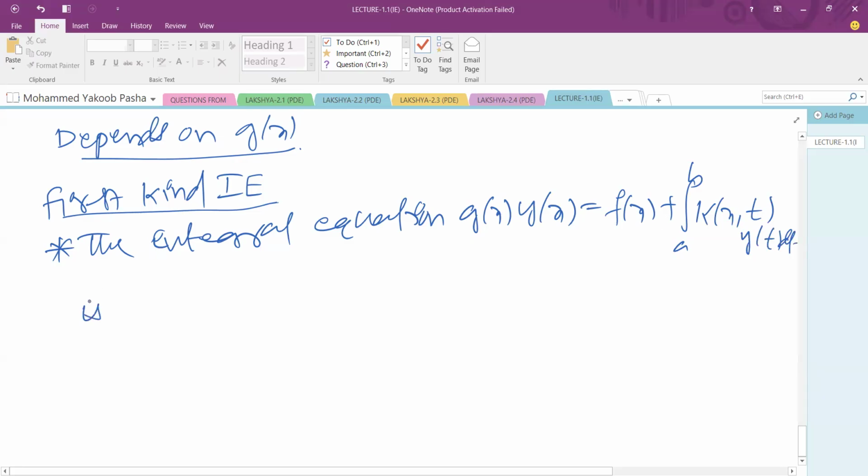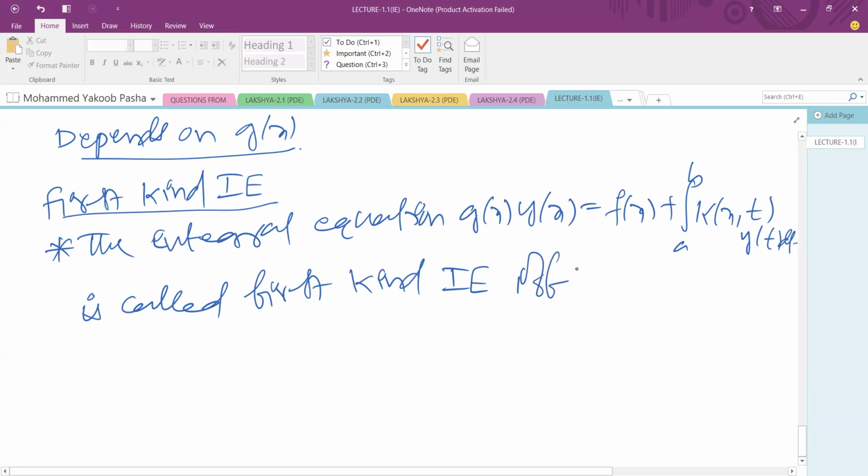This integral equation is called a first kind integral equation if and only if g of x is equal to 0. This is important. When g of x is equal to 0, this integral equation is called first kind. Conversely, if it is first kind, g of x must be 0.